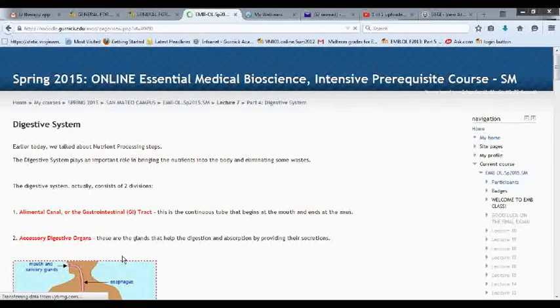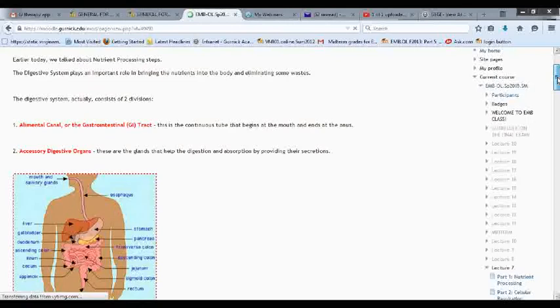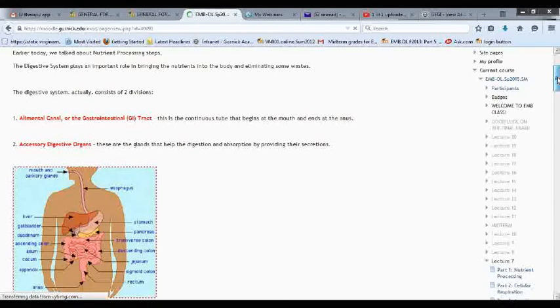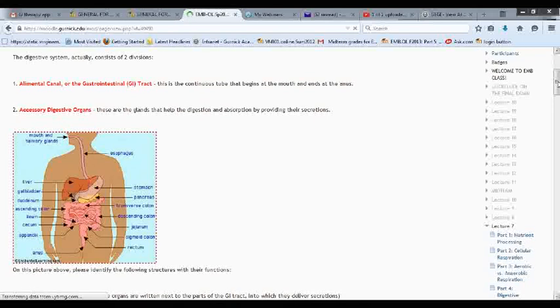So, we talked about nutrient processing before. We talked about the 6 steps of nutrient processing. Okay, and the digestive system is responsible for almost all the steps except for the distribution and assimilation and cellular metabolism. The digestive system is participating in 4 out of 6 steps of nutrient processing.